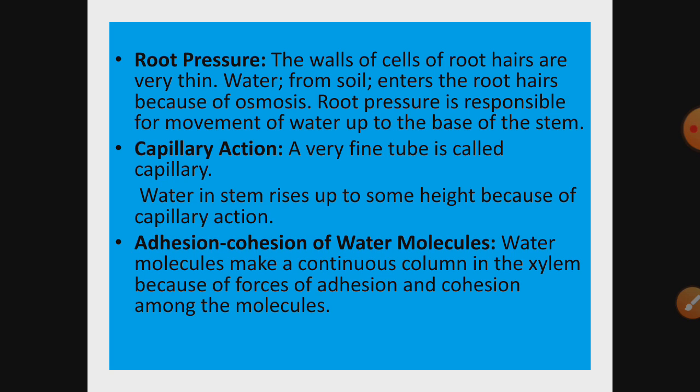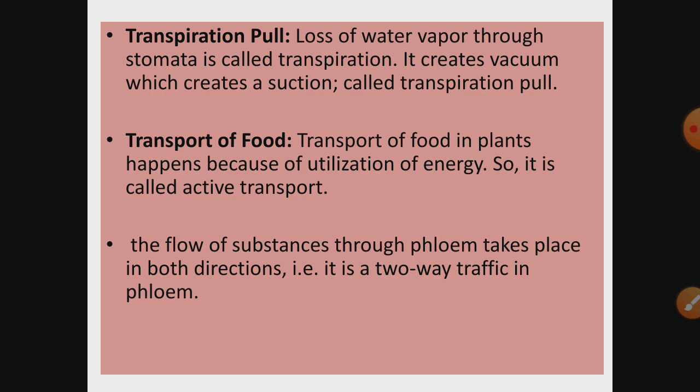There is a force of attraction between water molecules and there is a force of attraction between water and the wall of the xylem. Because of this helping force, water moves in upward direction, that is ascent of sap. Now the next very important and last theory is related to transpiration pull. Transpiration creates pull, and because of this pull water moves upward, that is ascent of sap.